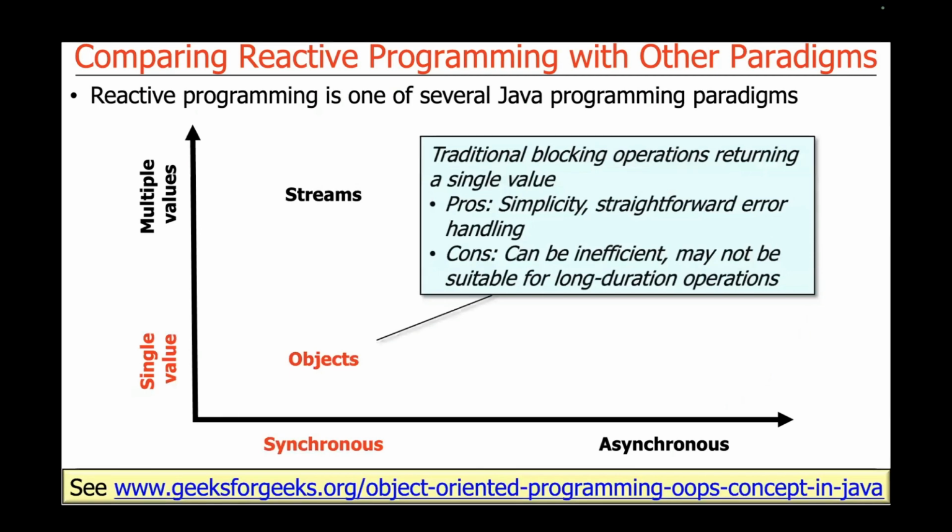If we think about your grandfather's Java, or your grandmother's Java, depending on who programmed in your family, we had object-oriented programming since the early to mid-90s, and these are traditional blocking operations that return one value. The good part is that it's simple, the error handling is straightforward. The downside is that they can be inefficient, may not be suitable for long duration operations because the thread of control is blocked, which can cause all kinds of problems.